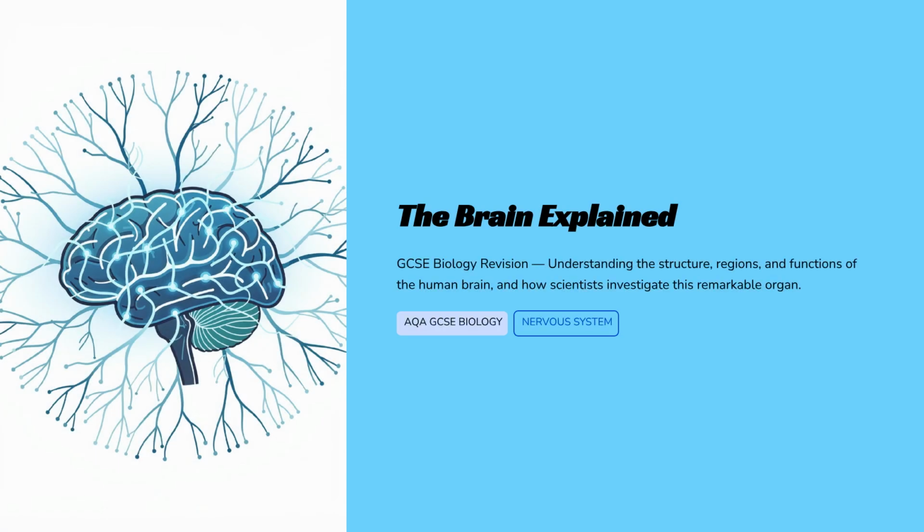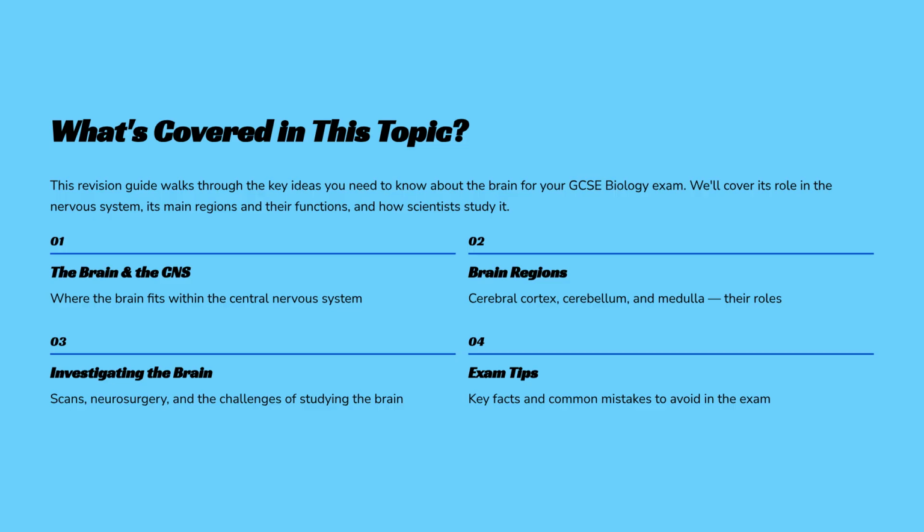Welcome to this GCSE Biology revision video focusing on the brain. We will explore the structure, regions, and functions of the human brain, as well as how scientists investigate this incredible organ. This video covers four main areas: the brain and the central nervous system, the key brain regions, investigating the brain through scans and surgery, and essential exam tips.